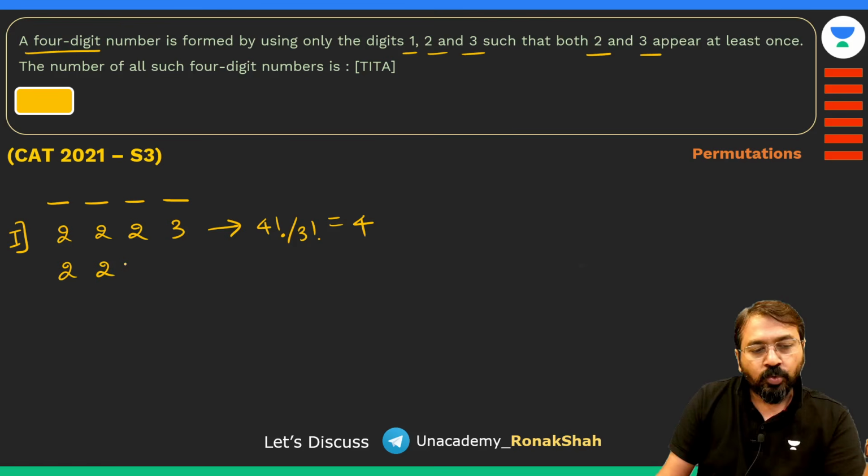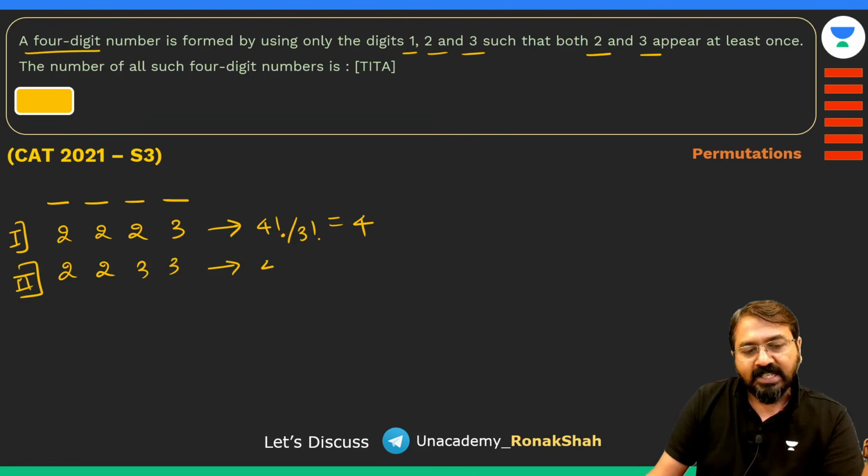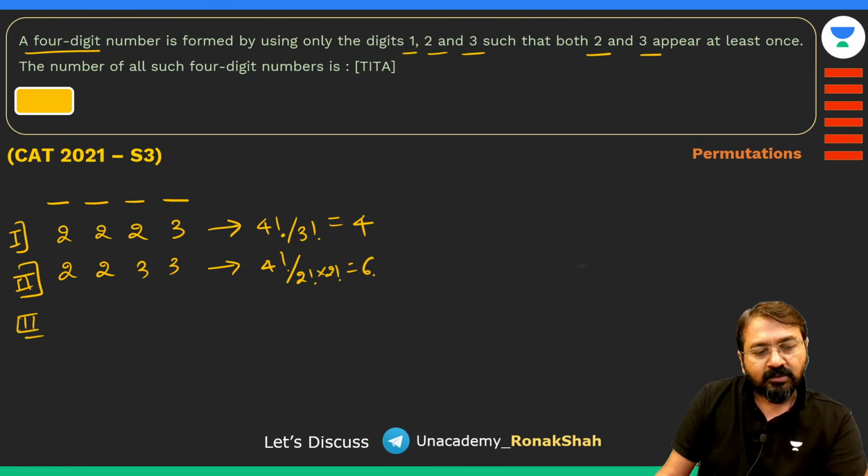Similarly, it can be 2 2s and 2 3s, so this will be the second possible case. The number of ways will be once again 4 factorial divided by 2 factorial times 2 factorial, so this will come out to be 6. The third case will be just 1 2 and 3 3s.